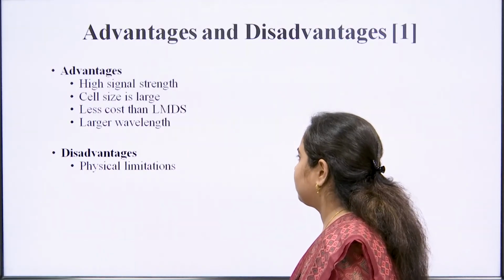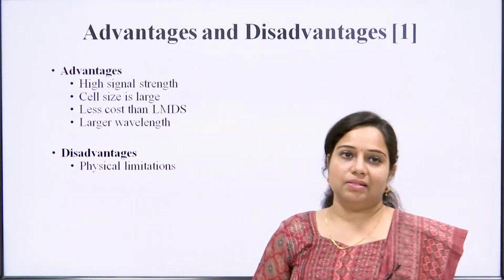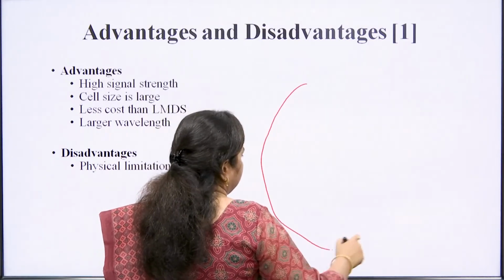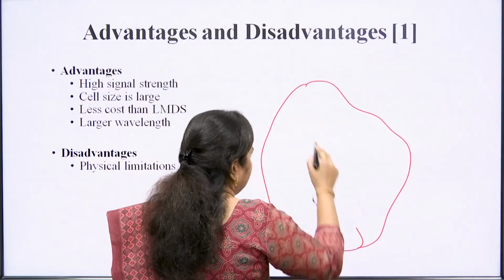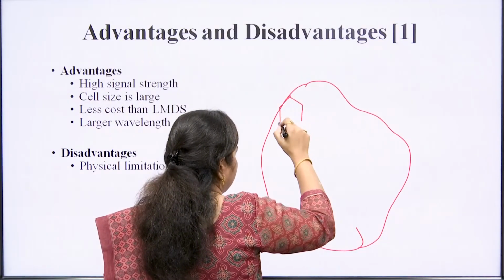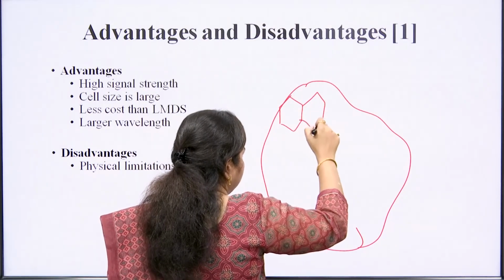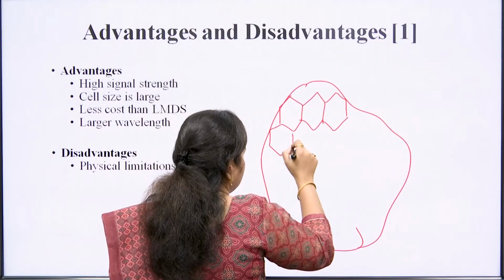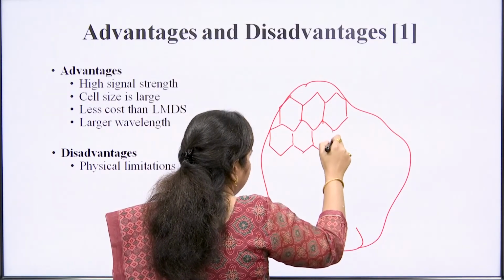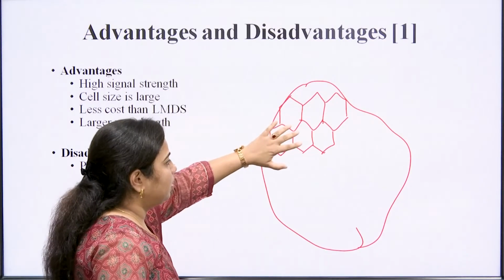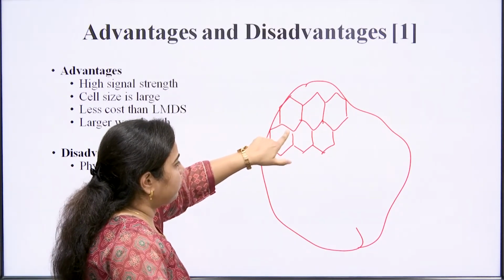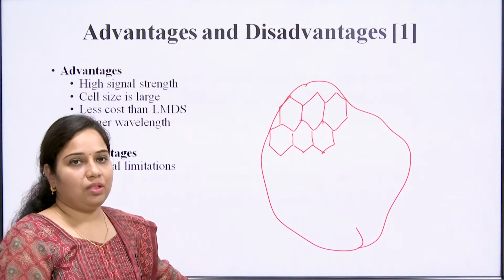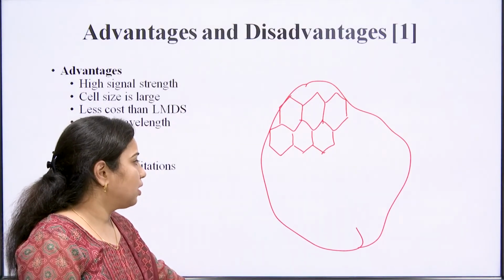Now, the advantages and disadvantages are: the advantage is that high signal strength is provided in the case of MMDS. Cell size is large. Now, what is cell size? Let us say this is a geographical area and you want to provide mobile communication in this area. This geographical area is divided into cells, and the structure of each cell is equivalent to a hexagon. Why hexagon? Because when you combine hexagons, there is no space left between 2 hexagons, which would otherwise provide no connectivity between these 2 areas. So, that is the case with hexagon.